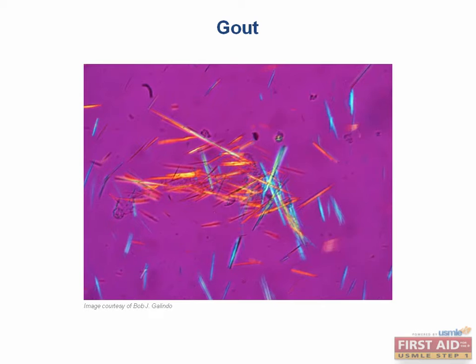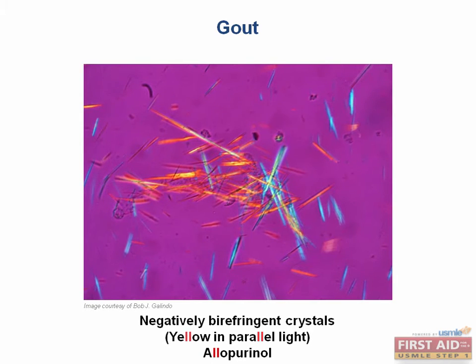Look out for negatively birefringent crystals, or yellow crystals in parallel light. You can use the double L mnemonic highlighted here to help you remember that the chronic treatment, too, is allopurinol.